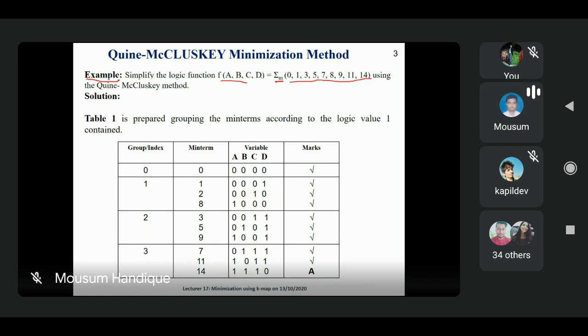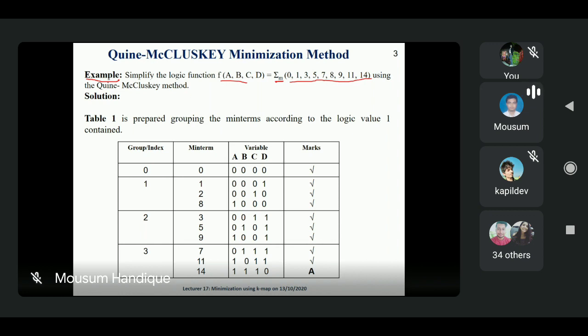But what happens when we are using 5 variables, 6 variables? Just for example purposes, I am using 4 variables. You can use 5 variables also, you can use 6 variables also in this particular method. But the problem is that this method is very lengthy and time consuming. That is the main problem. Otherwise, we can handle any large number of variables.